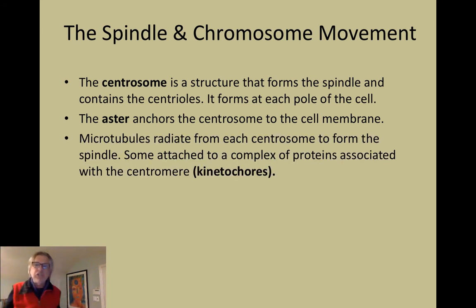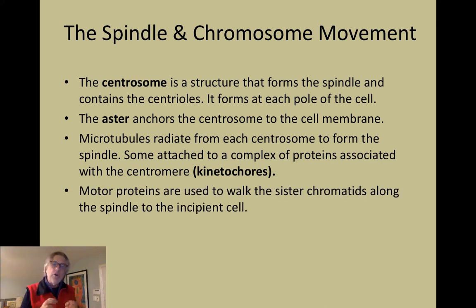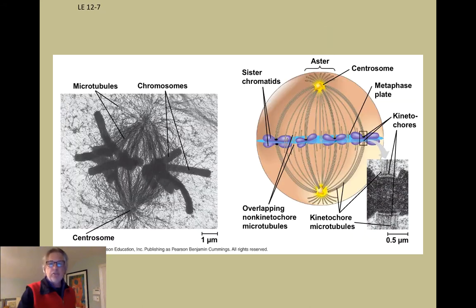Microtubules radiate from each centrosome towards the center, towards the equatorial plane, and form what is called the spindle. Some of these spindle elements attach to a complex of proteins that's associated with the centromere, and they're called the (kinetochores). It's in parentheses because that's not a vocabulary word you need to know in this course. And then motor proteins, which we saw earlier in vesicle transport, are used to walk the sister chromatids along the spindle towards the poles. So we'll see a picture of that too.